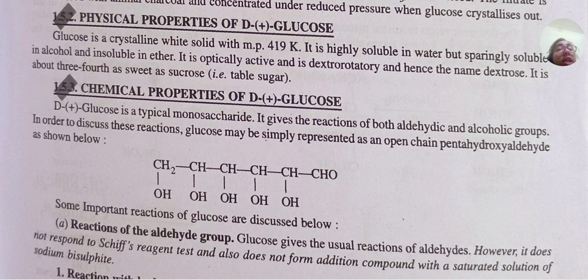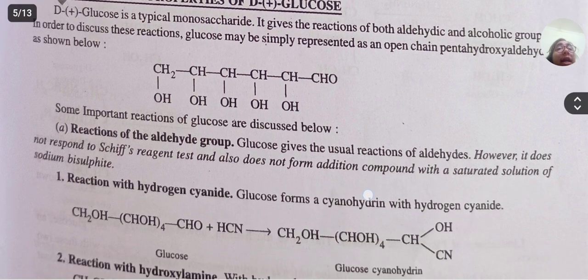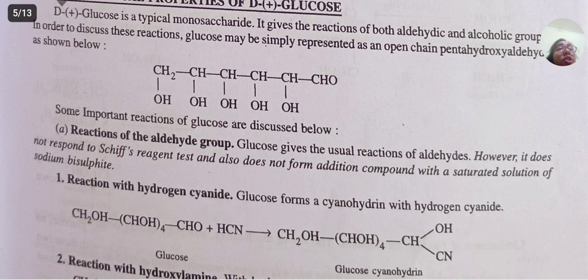In order to discuss these reactions, glucose may be simply represented as an open chain pentahydroxyaldehyde as shown below. Some important reactions of glucose are discussed below. Reaction of aldehyde group. Glucose gives the usual reactions of aldehydes; however, it does not respond to the Schiff reagent test and also does not form an addition compound with a saturated solution of sodium bisulfite.